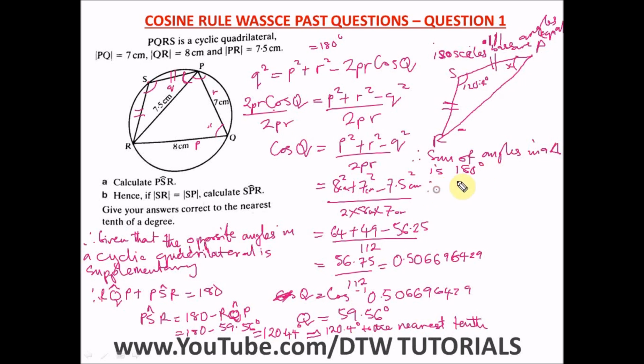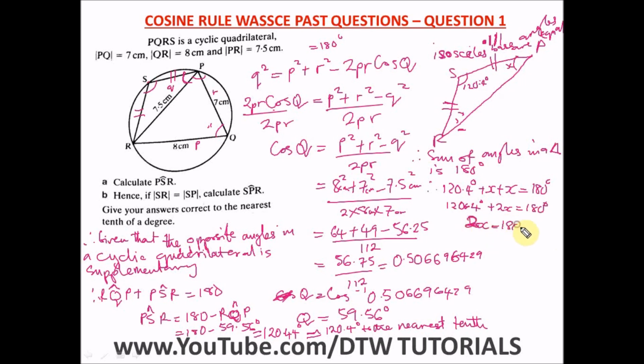We now have 120.4 degrees plus what? If this is x, this is also x. So we have 2x. x plus x is equal to what? 180 degrees. So from here we have now 120.4 degrees plus x plus x, which is 2x, equal to what? 180 degrees.